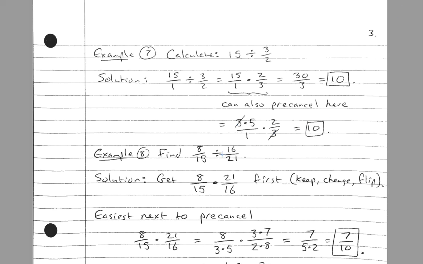So here's a good example where pre-canceling saves a lot of work. But first, starting with this division, keep, change, flip. So we have 8/15 times 21/16. If you multiply straight across now, it's going to be a bit of a headache, especially when you have to then try to simplify.